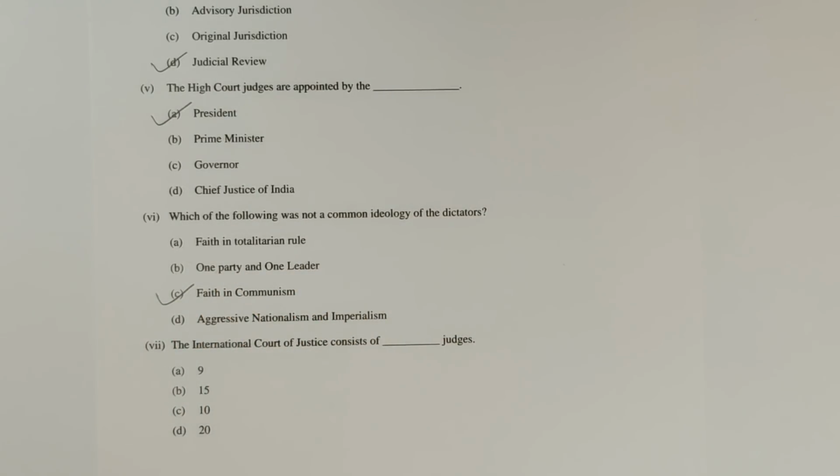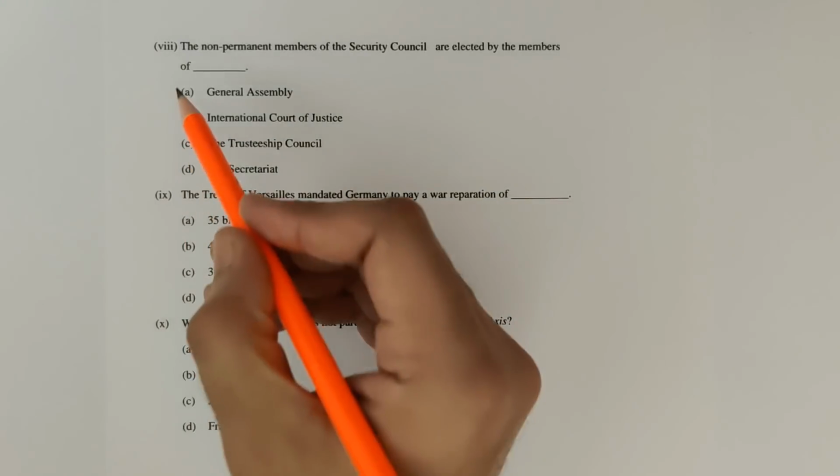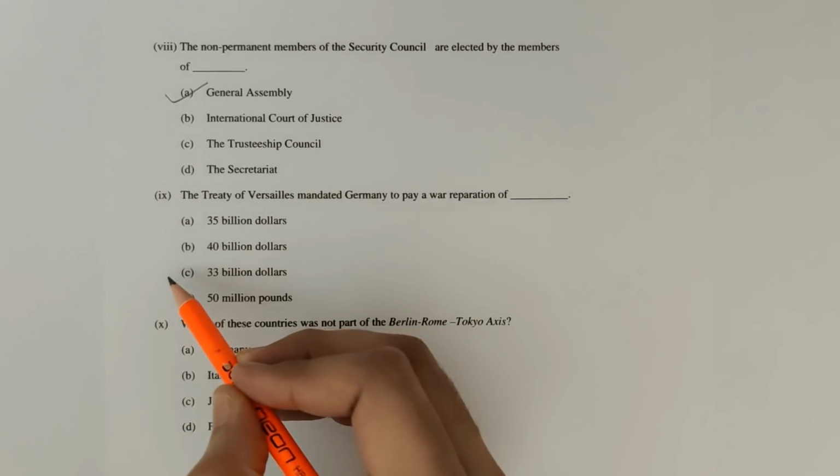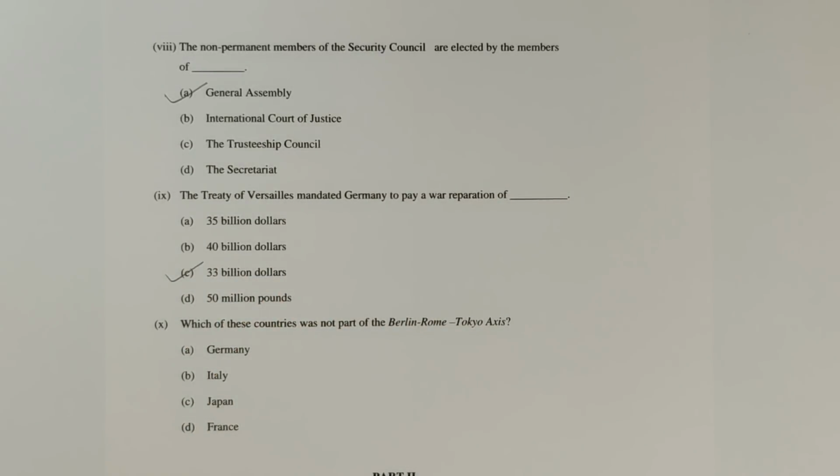Part 7. The International Court of Justice consists of 15 judges. Hence, option B, 15, is correct. Part 8. The non-permanent members of the Security Council are elected by the members of the General Assembly. Hence, option A, General Assembly is correct. Part 9. The Treaty of Versailles mandated Germany to pay a war reparation of about $33 billion. Hence, C, $33 billion is correct. Moving on to the last question, which is part 10.